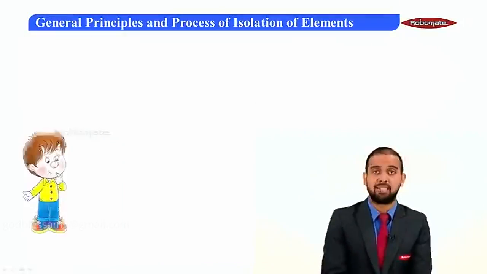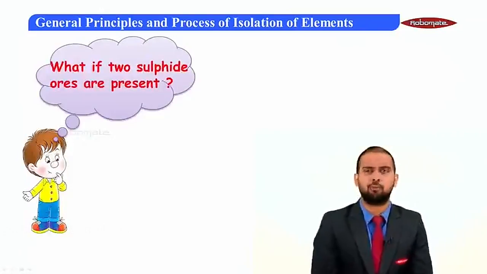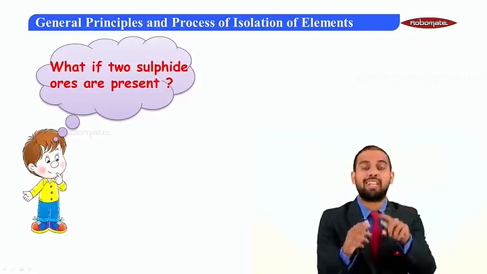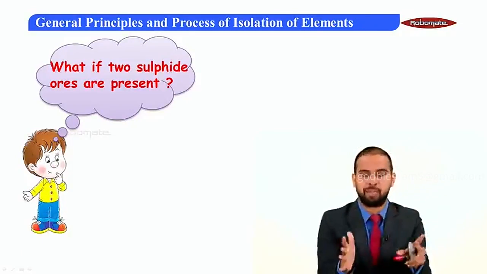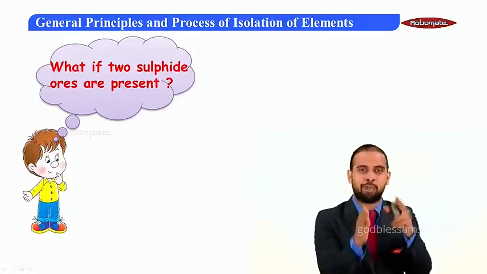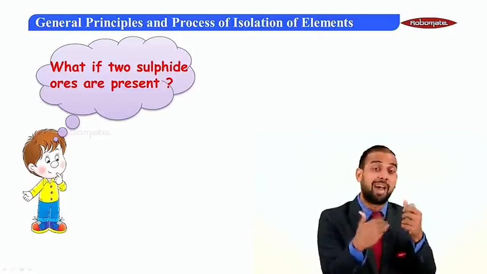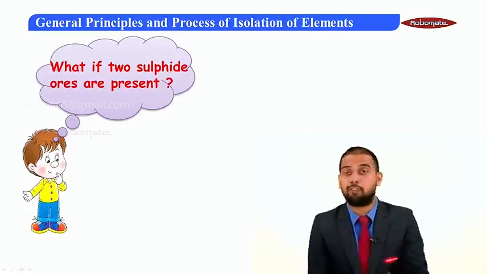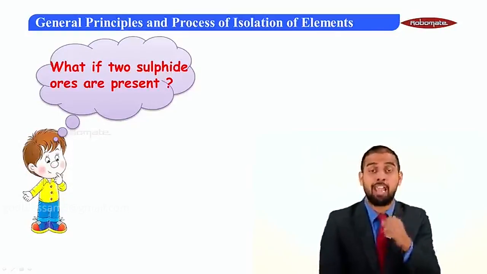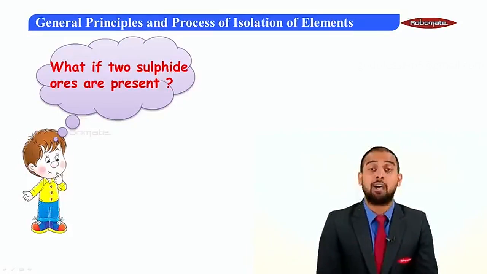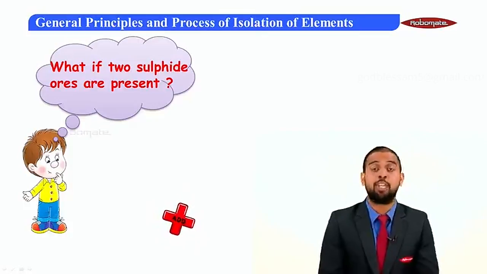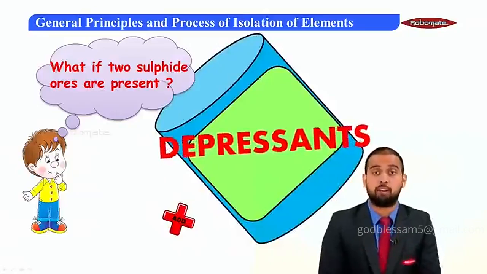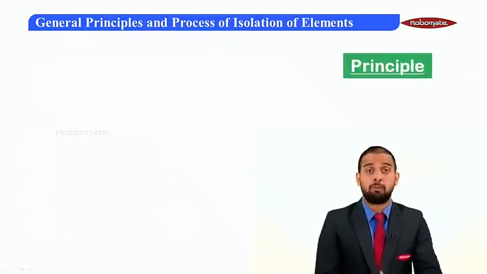Now the question that arises is, what if two sulfide ores are present? If there are two sulfide ores and you add oil, both the sulfide ores will get wet by oil. But I don't want that to happen. I want only one sulfide ore to get wet by oil so that it can come out, and I want the other sulfide ore to go as an impurity. So please remember students, in such cases we need to add something called a depressant, which will depress one of the sulfide ores. Now, what is the principle? How does it really work?